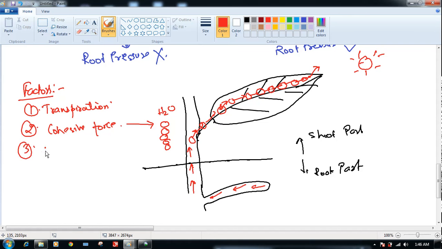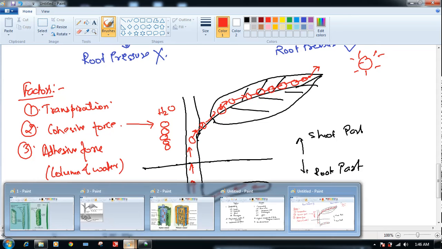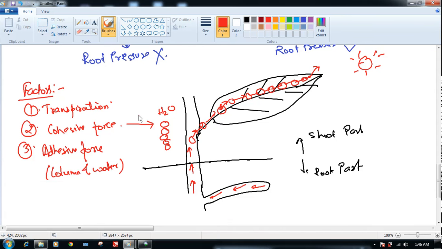Now the third force is adhesive force. This force is between the column and the water. So simply we can say that transpiration is the main factor which is helping the plant to maintain its water concentration in the body. So we are seeing here that transpiration is an essentially wasteful process, because there is no need.